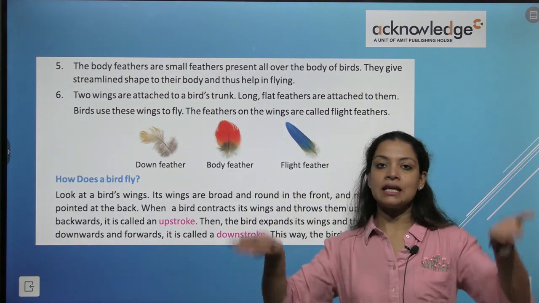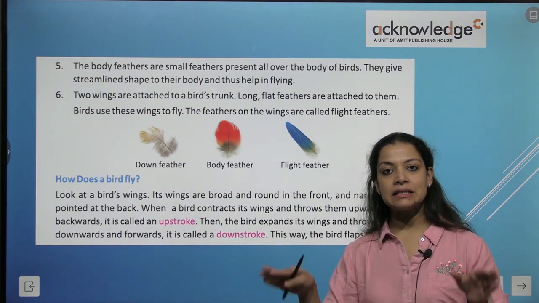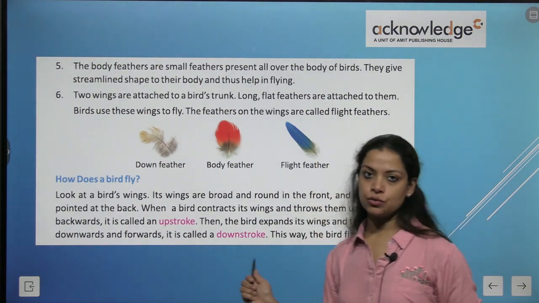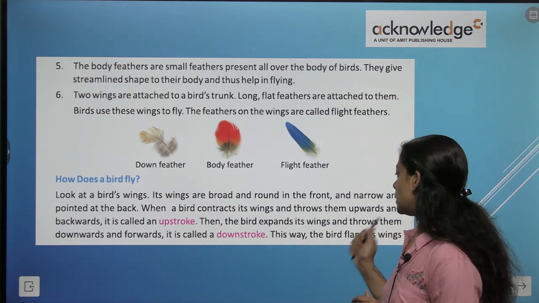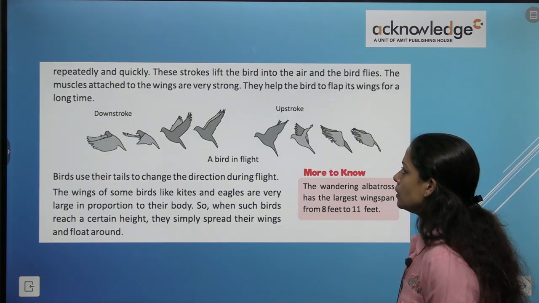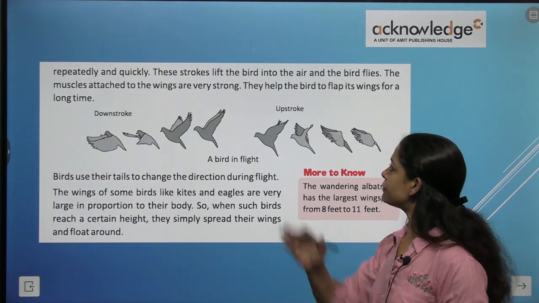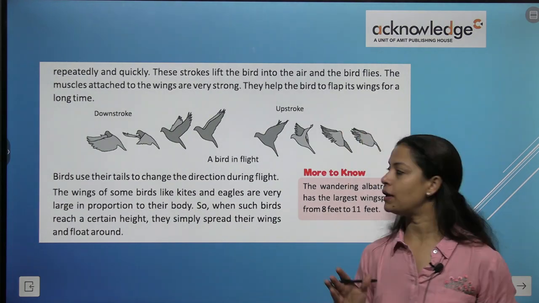Then the bird expands, खोलता है अपने विंग्स को, its wings, and throws them downwards and forward. तो इस तरह से upstroke हो गया, and flapping like this downward is called downstroke. Correct? Upstroke upwards, downstroke downwards. Now this way the bird flaps its wings. These strokes lift the bird in the air and it enables them to fly.